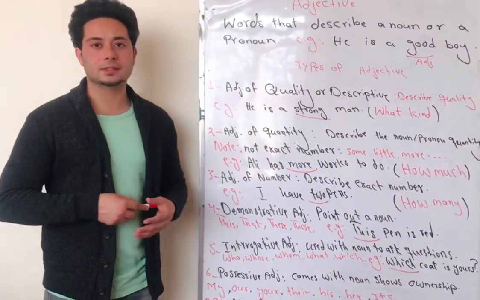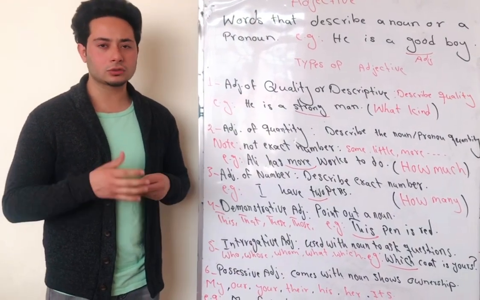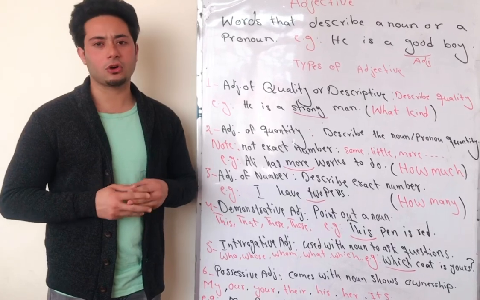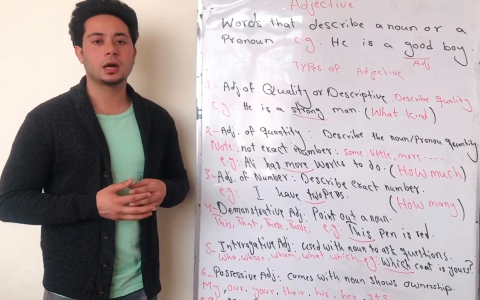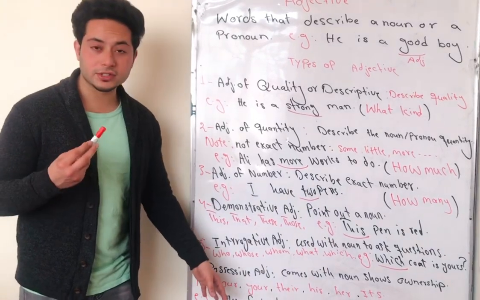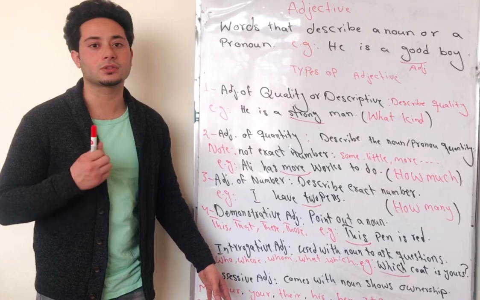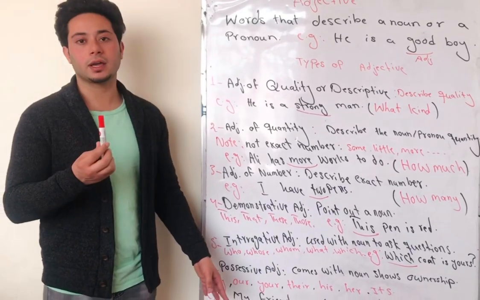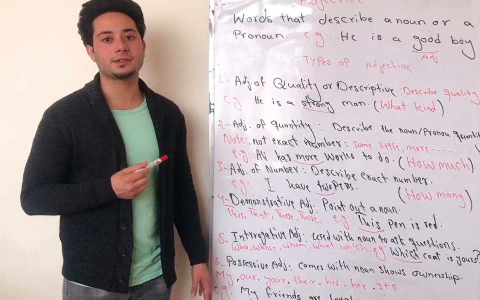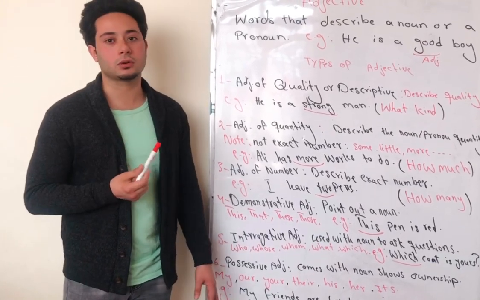Let's talk about the last type of adjective. The last type of adjective is called possessive adjective. What are possessive adjectives? Possessive adjectives are those adjectives that come with a noun and talk about ownership and possession. There are 7 possessive adjectives in English, which are my, our, your, their, his, her, and also its. For example, my marker is red. In this sentence, my is a possessive adjective which precedes the marker and talks about possession and also ownership.